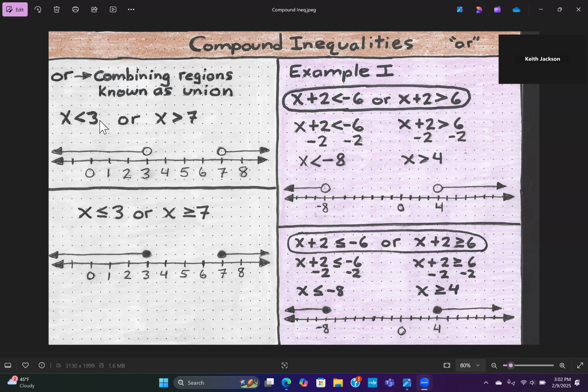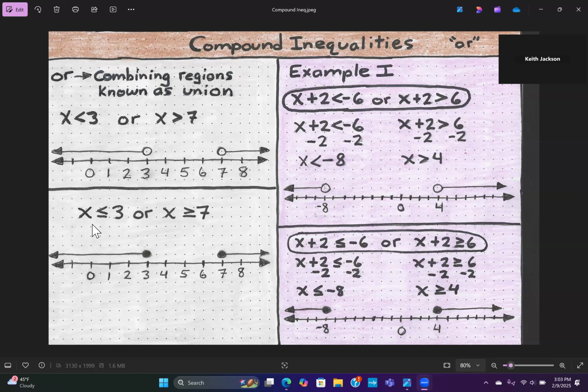First, let's take a look at x is less than 3. Because x is less than 3, we're going to put an open circle over the 3. And since x is less than 3, we know that x is to the left of 3, indicating that x is smaller than 3. At the same time, x cannot be 3, as indicated by the open circle. On the other hand, we have x is greater than 7. We're going to put an open circle above the 7, and then draw the arrow to the right of 7. In this case, x is greater than 7, but x cannot be 7 itself.